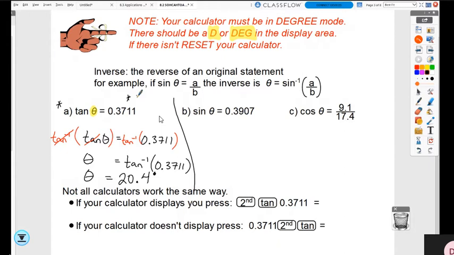Sine theta equals 0.3907. Well, if we wanted to solve for theta, that means we're bringing the sine over, and it changes into the sine inverse of the decimal, 0.3907.